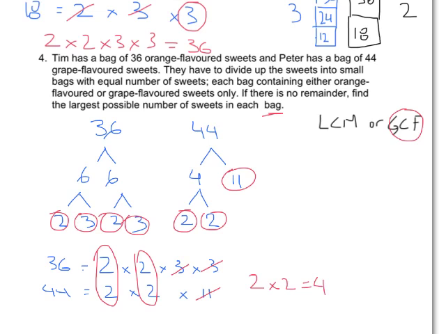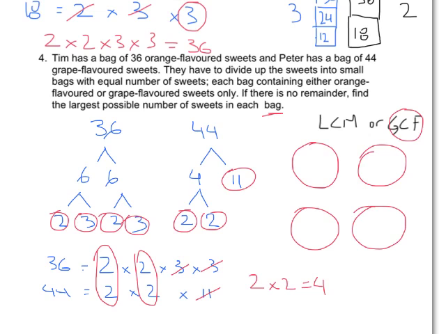So what does that mean? Well, that means that they're going to have 4 bags, 1, 2, 3, 4 bags, and in each bag we're going to have 9 orange flavored sweets and 11 grape flavored sweets. So I take my original numbers and I divide each one by 4, because that's my greatest common factor, and that's how I get my numbers of 9 and 11.